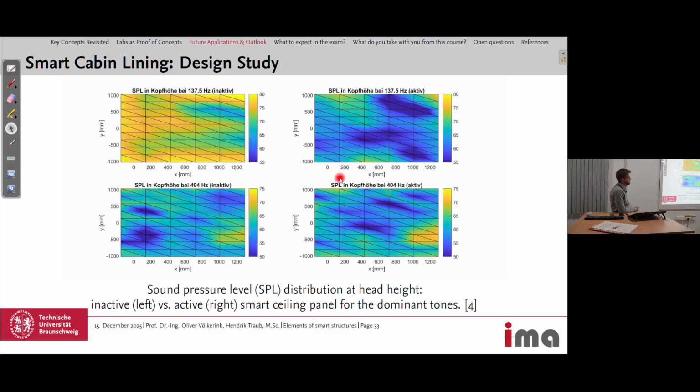The first row is for 137.5 Hertz, so the first tone. Here without the system, and here with the system, and you can see lowest value of 55. I think it's a dimensionless value, the sound pressure level, but lowest value 55 and highest 80. So most of the area is between 75 and 80, and with the system activated, nearly all of this plane goes down to 55 as a sound pressure level. In the study 404 Hertz, so the higher frequency, was also included. And here you can already see in the simulations that it didn't work that well, so there's not much of a difference between the two sound pressure levels measured at head height.